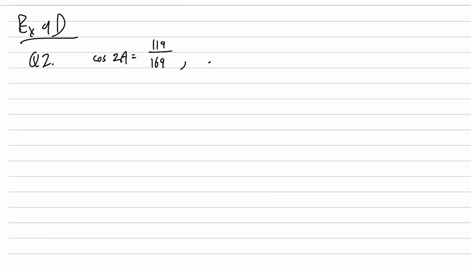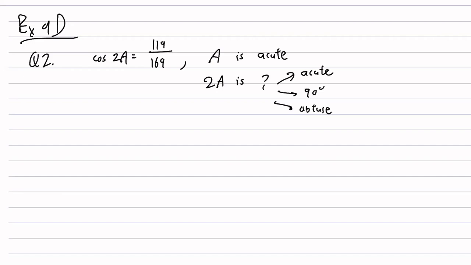Then they also tell you that A is acute. So that means that 2A is question mark. It can either be still acute, it could be 90 degrees, it could be obtuse. Any of these are possible. This is quadrant 1, this is quadrant 2. Okay, any of this is possible. We don't know anything about 2A. Moving on, but it definitely cannot exceed obtuse. It cannot go to quadrant 3, quadrant 4.